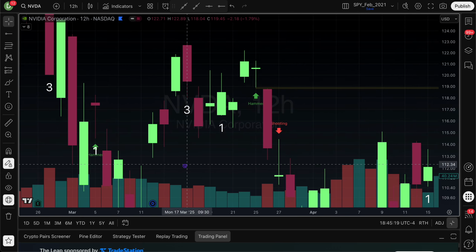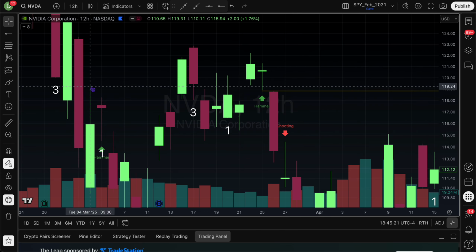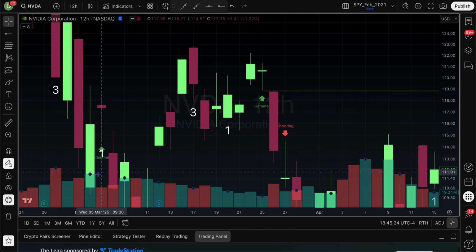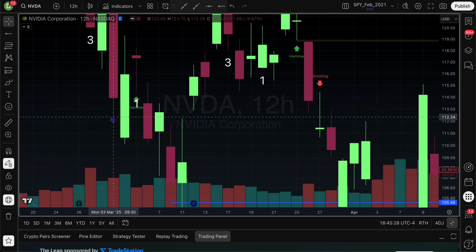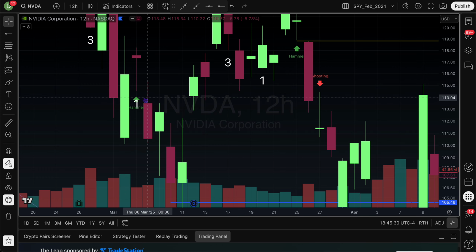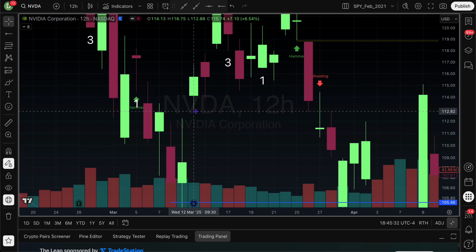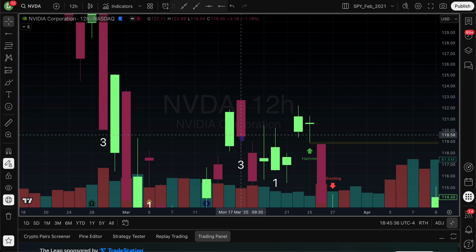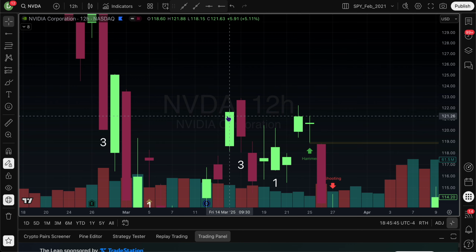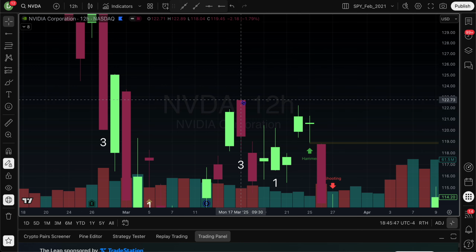Inside bar, right? This is a 1. It did not break the high, nor did it break the low. This one broke the low, so it's a 2 down. This one broke the low, but it went back up, right? Because we know that the open of a candle is here. On a green candle, the open is here. It went down, came back up, right? And it closed green, which means this is the open, this is the close. If the candle closes red, this is the open, this is the close, right?